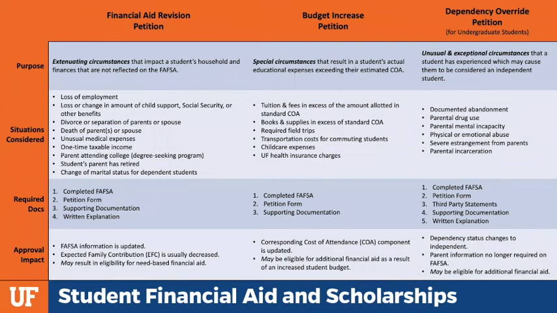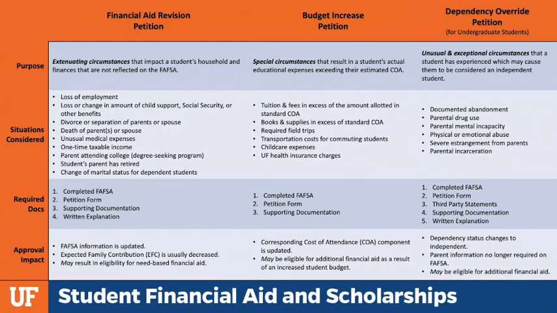Required documents include having a completed FAFSA, completing your petition form. You'll provide whatever supporting documentation you have that supports your circumstance, and a written explanation. If you are approved for the Financial Aid Revision Petition, your FAFSA information is updated and your expected family contribution usually decreases. This may result in eligibility for need-based financial aid.